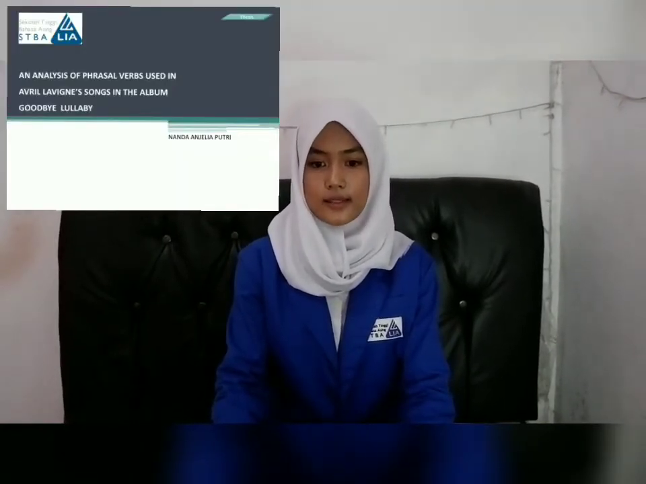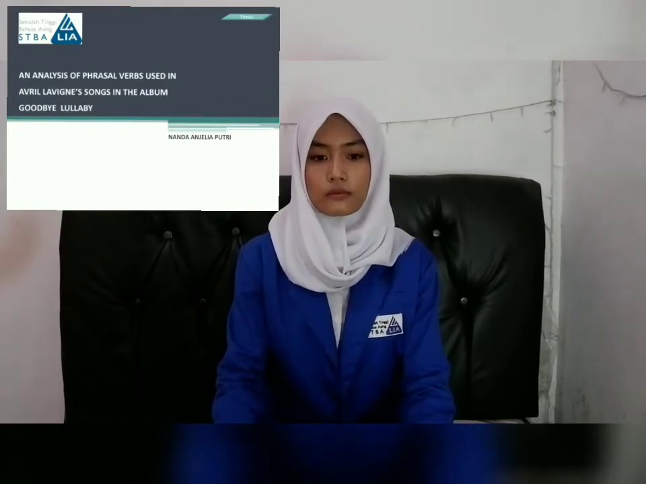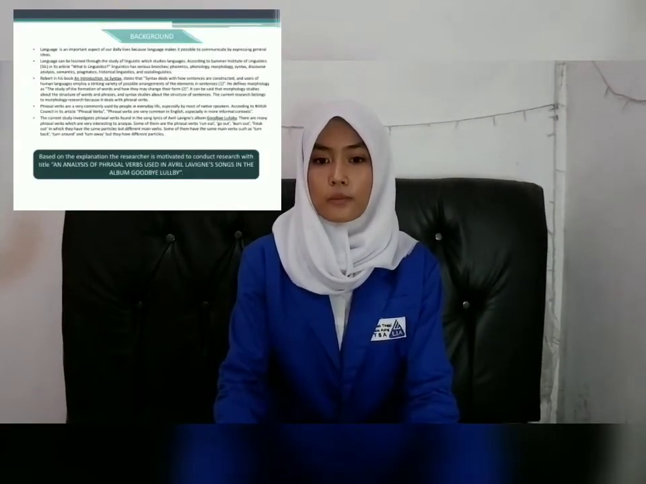At this time, there are three points of discussion in this presentation. The first is the reason for the topic selection, which includes the background of the study, problem statements, objectives of the study, and scope of the study. The second is the research methods, including the theoretical review. And the last is the result of this research, including the findings and discussion of the data. And this is the title of my thesis. Let me start from the background.